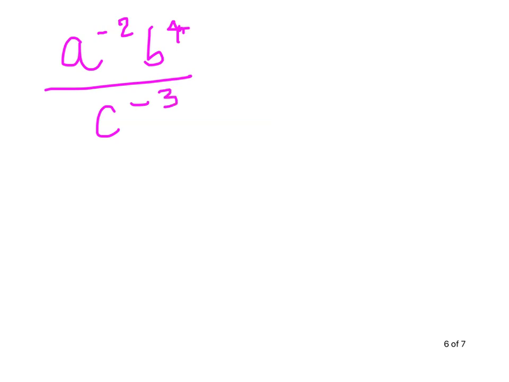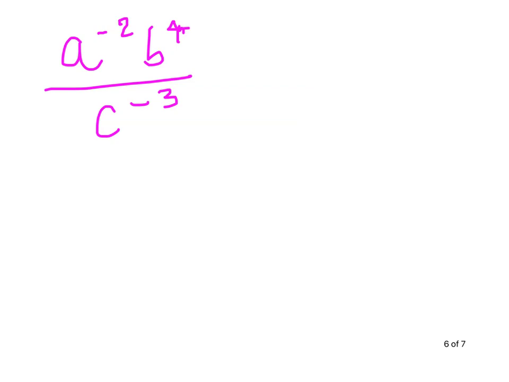And usually the negatives are pretty uncomfortable, so I'm going to do a to the negative 2 power times b to the 4th power over c to the negative 3rd power. So we've got our problem, a to the negative 2nd times b to the 4th over c to the negative 3rd. Now this can look intimidating, but it's not.